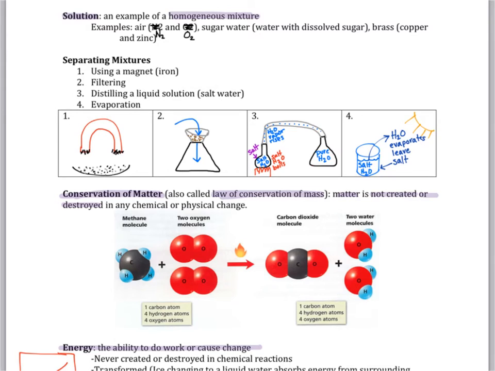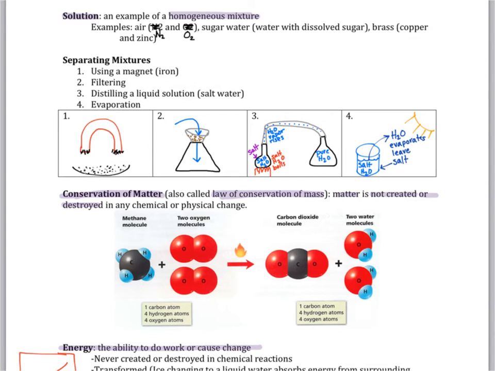Finally, evaporation. If we took a glass of the same salt water and we put it on the windowsill where there was access to sunlight, over time, the water would heat, turn into its gaseous state, and evaporate, ultimately leaving just the salt at the bottom of the cup.